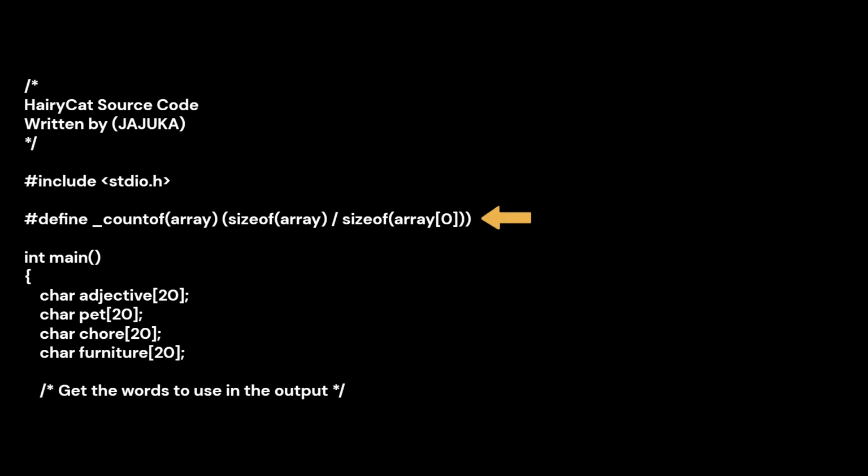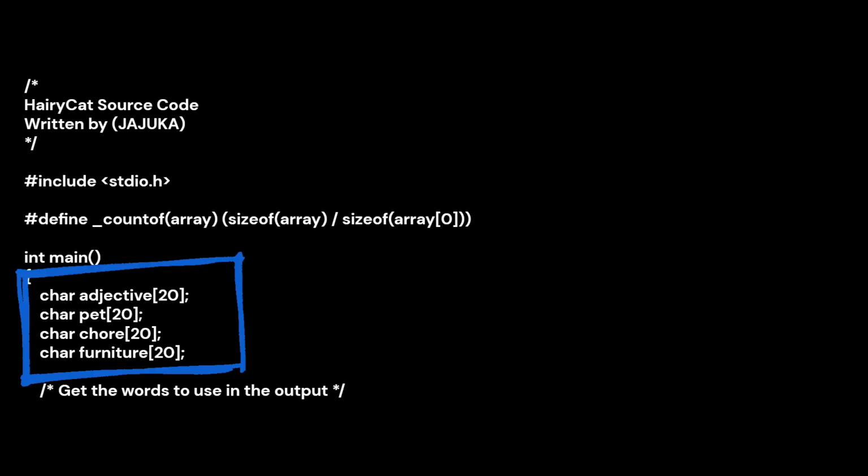It defines a macro named _countoff. It calculates the number of elements in an array by dividing the total size of the array by the size of one element. This is the entry point to the program. Execution starts here. Variable declarations.